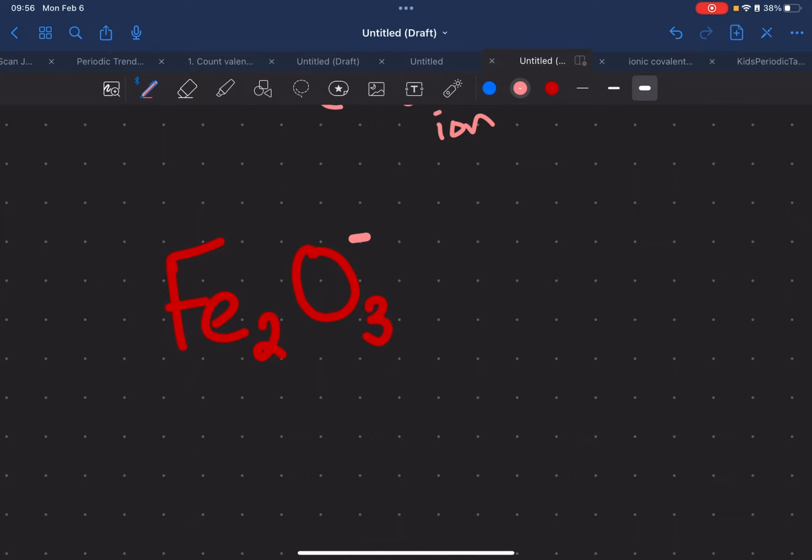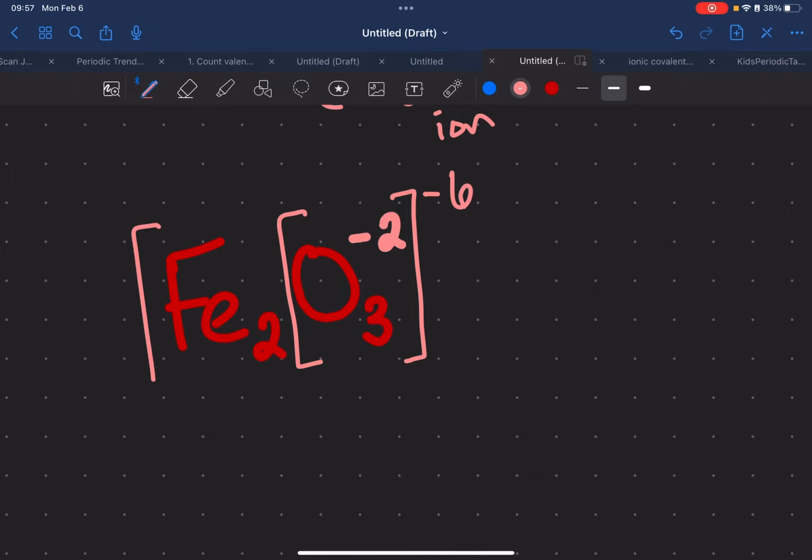Okay, so one of my oxides is going to have a -2 charge, but I have 3 of them. So overall, I have a -6 charge on the second half of my ionic formula here. That must mean that overall, I have a +6 charge on this first half of my ionic formula. But I have 2 irons, adding up to a +6 charge. So then each iron ion must have what charge?